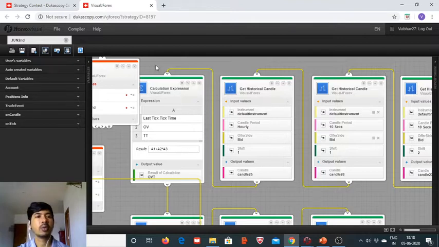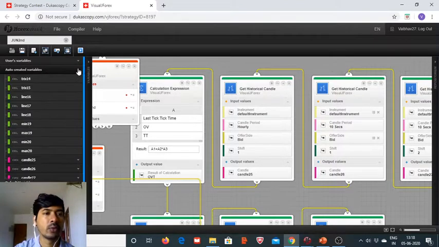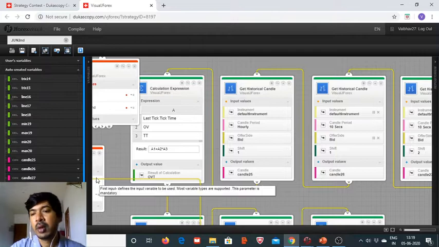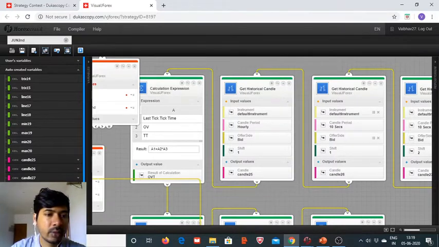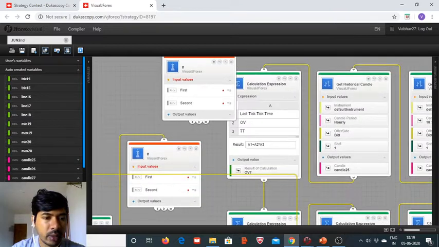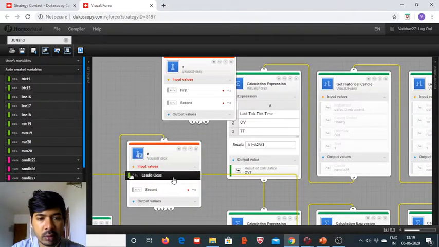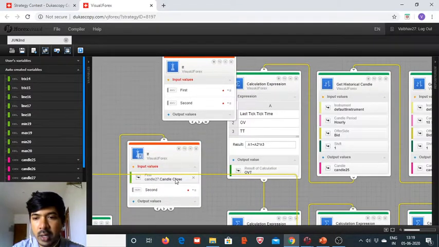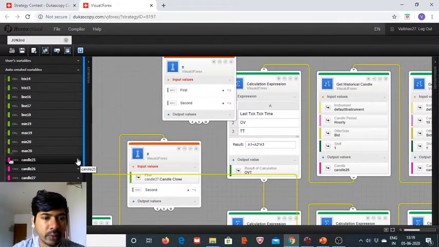So what we do now is to look at the candle 27's closing, and the candle 27's close needs to be above the candle 25's close.